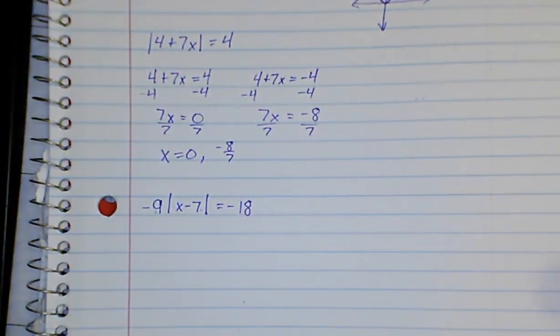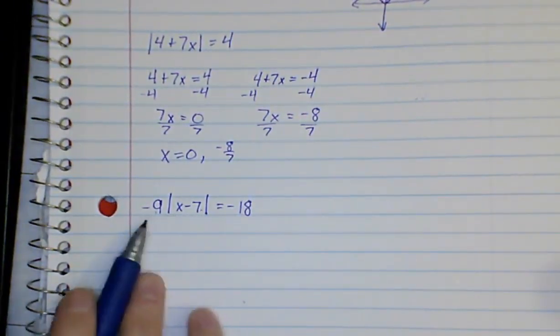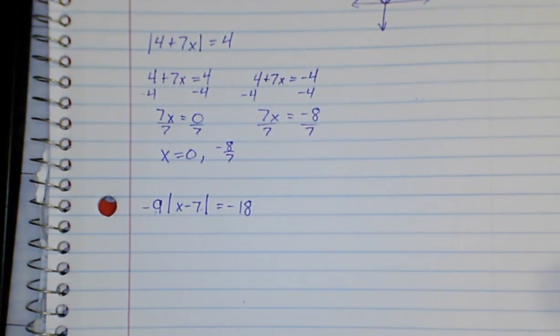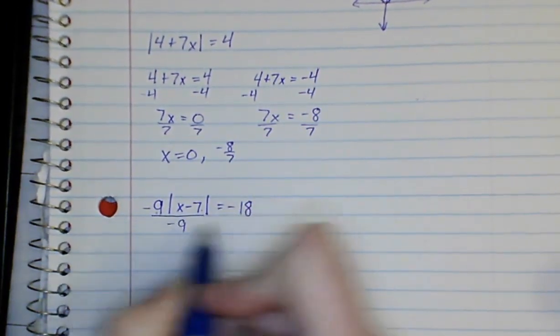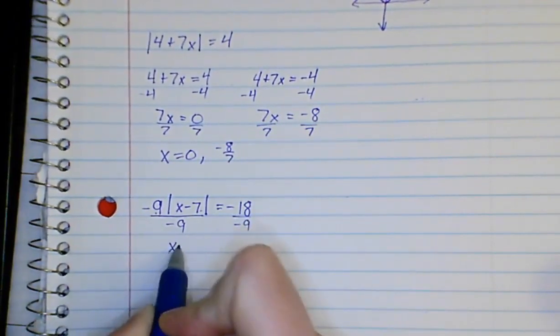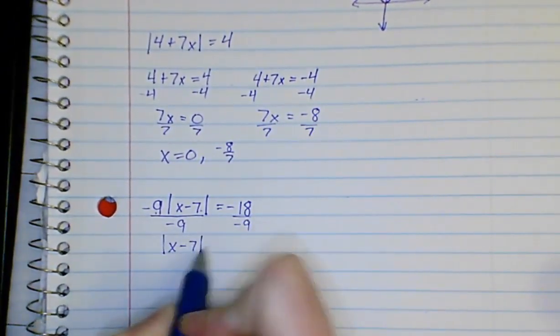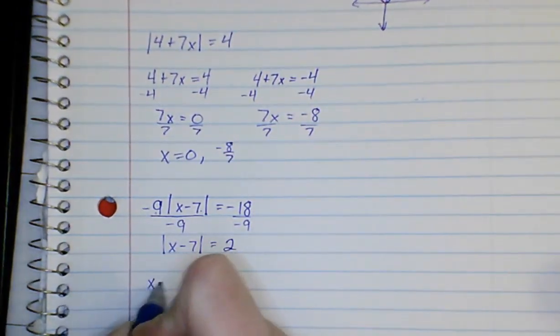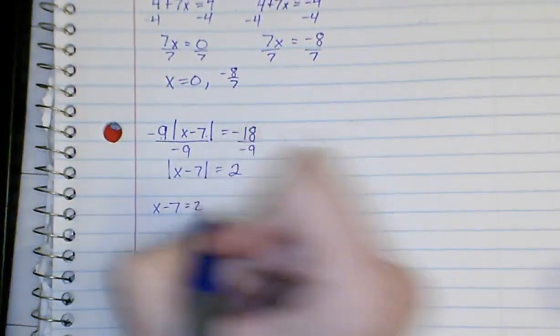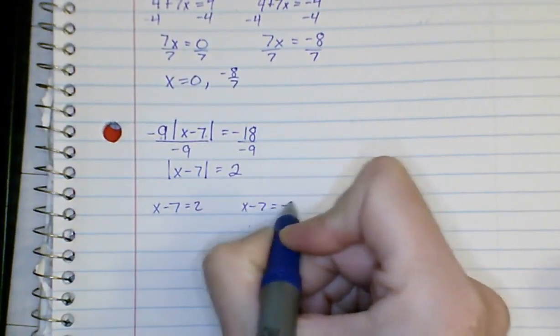This is very important. We cannot distribute that negative 9 through with the absolute value. Absolute values are not the same thing as parentheses. So we have to isolate the absolute value. So the absolute value of x minus 7 equals positive 2. We have an absolute value equaling a number. So inside, x minus 7 can equal 2, or x minus 7 can equal negative 2.